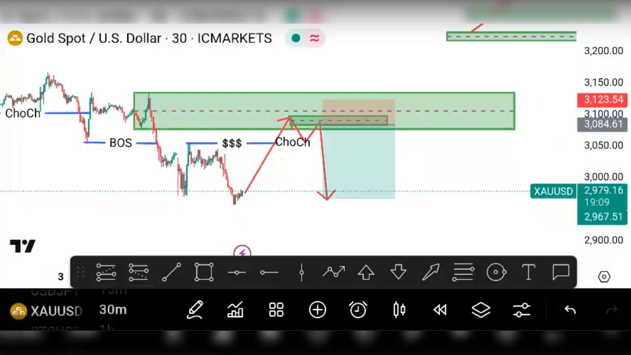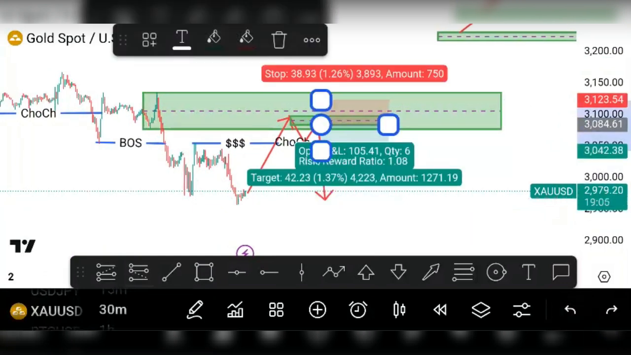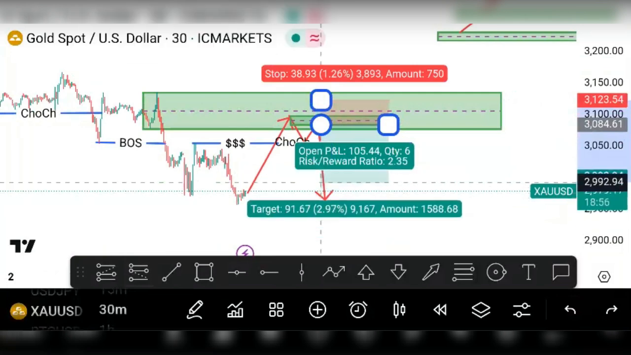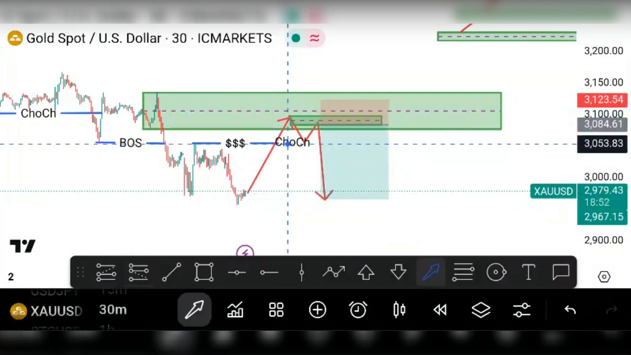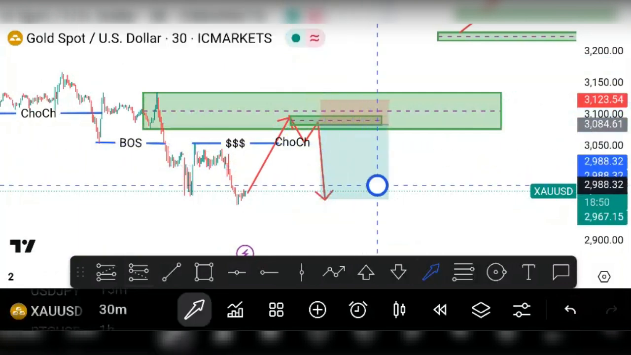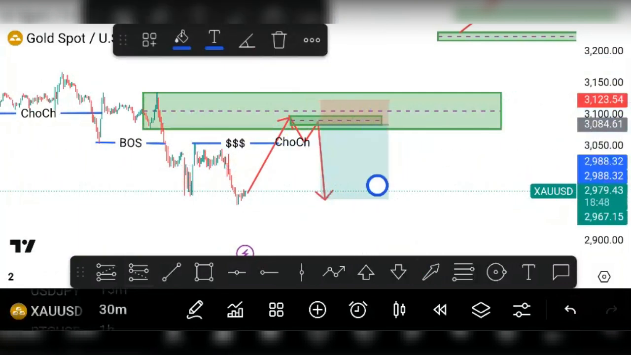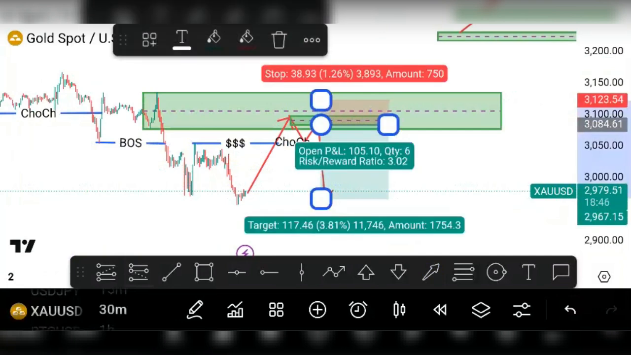1:3 risk to reward. It's advisable to always target 1:3. Make sure if you are risking $1, you should be targeting $3. If you are risking $100, you should be targeting $300. That's 1:3 risk. You adjust it to give you 1:3 RR. It will be showing you on the screen. If I tap on it, you can see the risk to reward ratio is 3.02. That's your risk to reward.